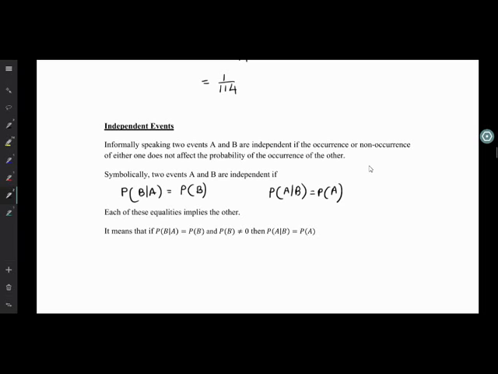Whatever occurred in event A, that information will not be used. Same happens here. Although you have A given B, the given information of B will not be used because they are independent. Whatever happened at event B, A is not going to be affected by it. So this will remain as P(A). So these two are equivalent. That means if P(B given A) equals P(B) is true, then probability of A given B equals P(A) is also true.